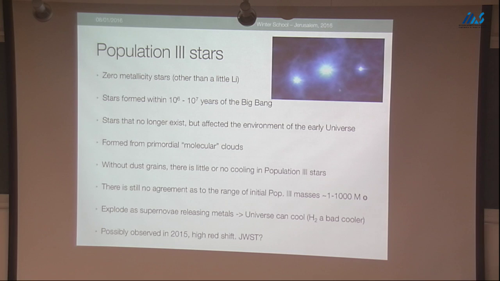Okay, so as I mentioned, there has been a claim of an observation of a population 3 star at high redshift. And certainly, this is one of the main goals of JWST, finding population 3 stars and pushing observation towards very high redshifts.